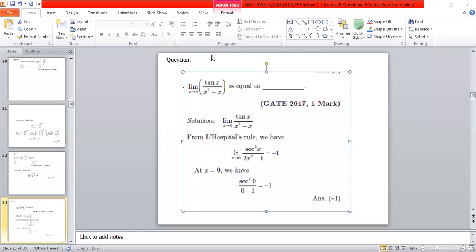So if we put x is 0, we get tan 0 upon 0, that is 0 by 0 form. Again, L'Hospital: derivative of tan x is sec square x upon... something is wrong, it is 2x only, not x square. Derivative of x square is 2x, minus 1. So if we apply limit again as x tends to 0, sec 0 is 1. 1 upon minus 1, that is equal to minus 1.